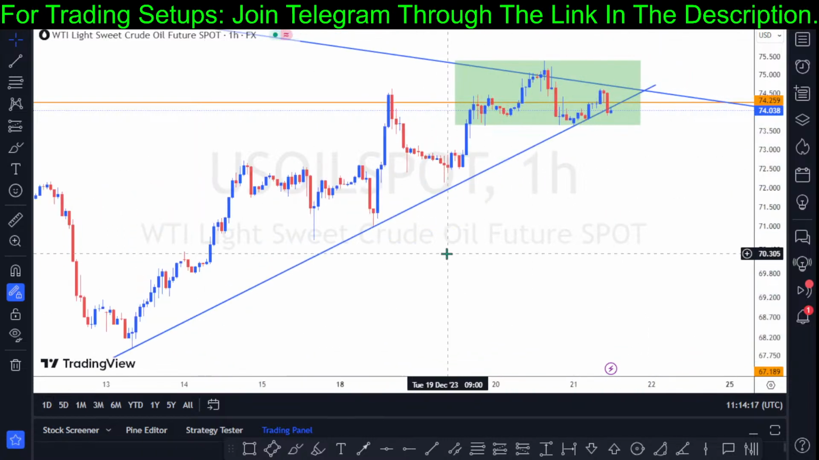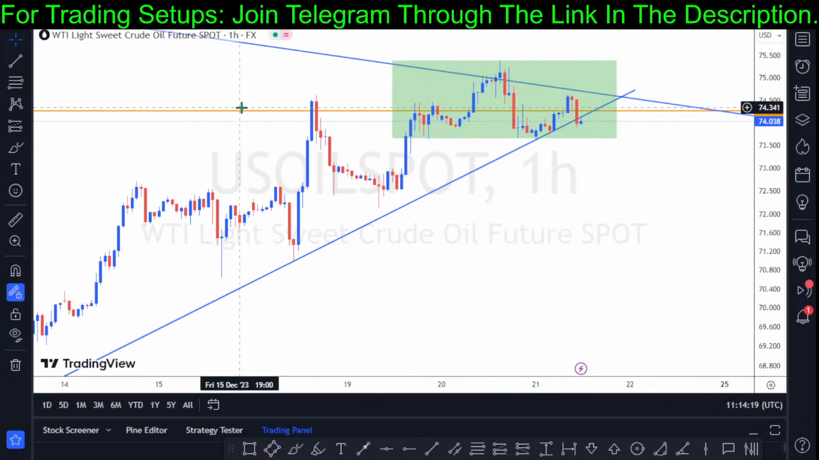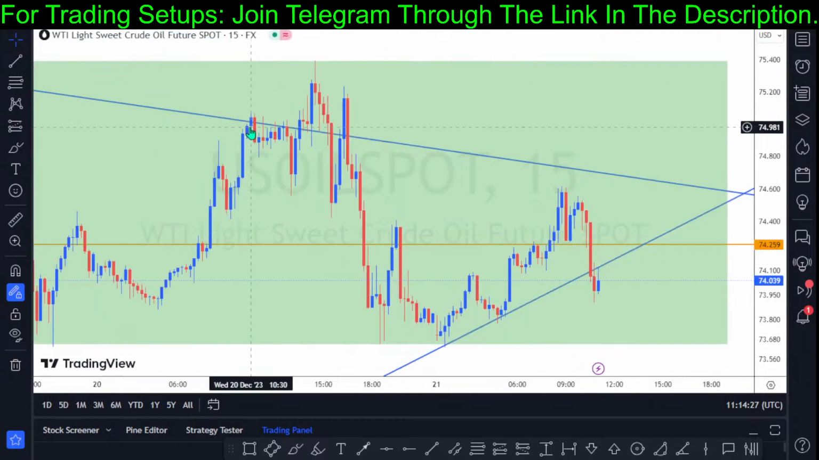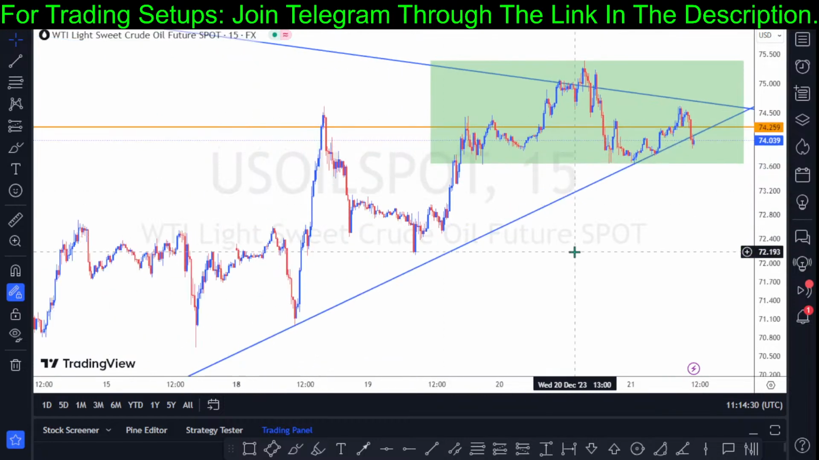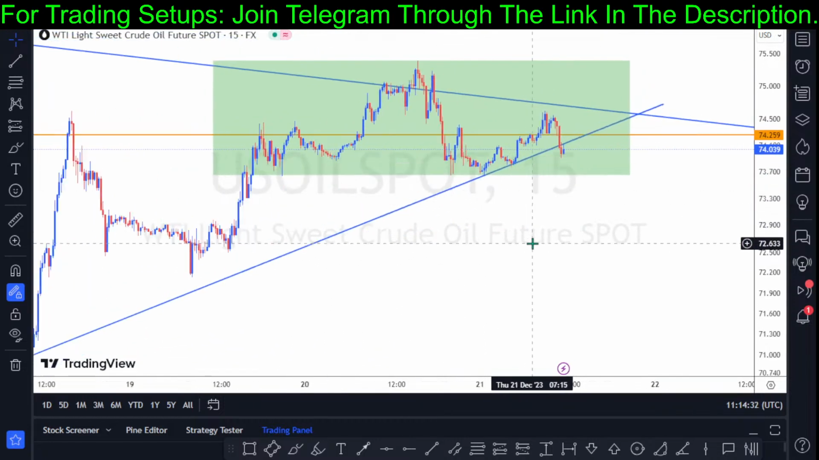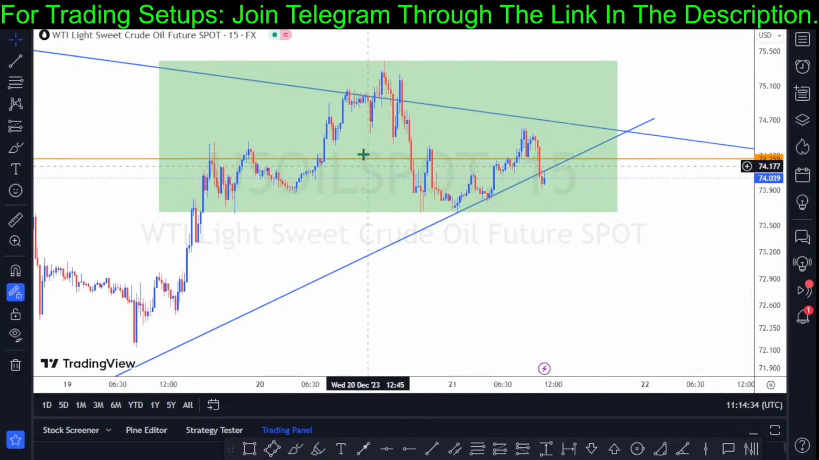You can see the multiple tests of a trend line and the rejection at the key level structure, and then the formation of a head and shoulder chart pattern. If you zoom in, if you check on the 15-minute chart, you're going to see an obvious chart pattern. You can see right now on the 15-minute chart, the pattern is so obvious. You can see that.